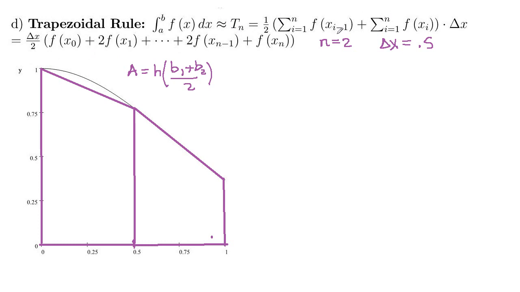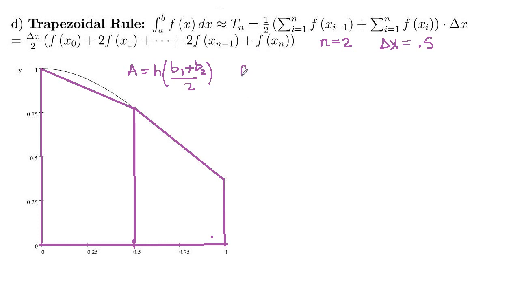You sum up from 1 to n the left end points, sum up from 1 to n the right end points, multiply by 1/2, so that's the average of all of the bases, and then times your height, which is the same for all of them, delta x. Another way to write that, if you expand both of those sums, is you get a delta x over 2 out in front, and then f at the left end point, x0, and then multipliers of 2 all the way through down to the f at the very right end point, which in our case is 1, our xn.